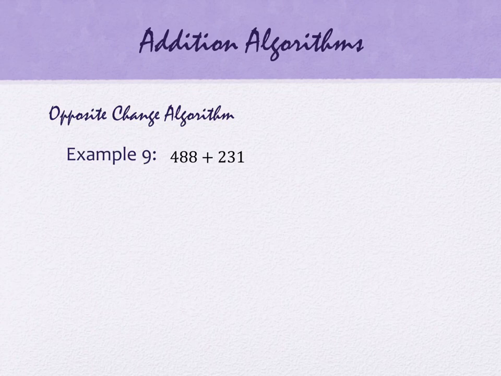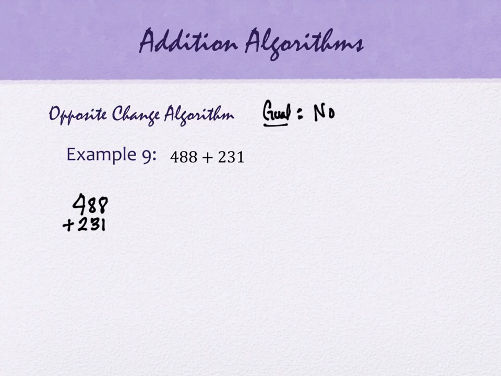Opposite change. Opposite change is interesting, and we'll encounter it with a different name a little bit later. So with opposite change, we have 488 and 231. And what you're doing is your goal, and write this down, your goal is that there is no regrouping. Or no carrying in this case. That's the goal. No regrouping.